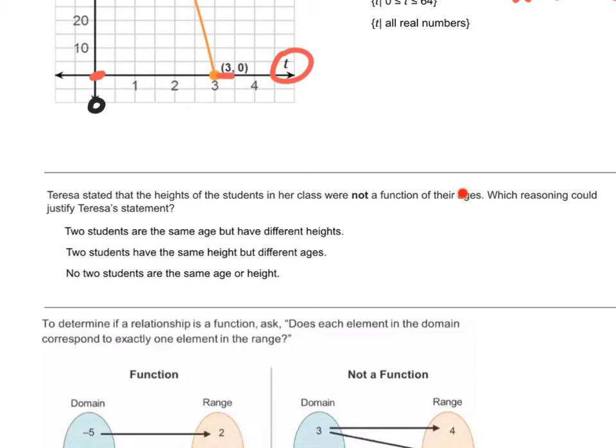Can two students have the same height and have different ages? Okay, let's read through these. Two students are the same age but have different heights. Two students have the same height but could have different ages. This is the true one. And we'll elaborate on that down below.